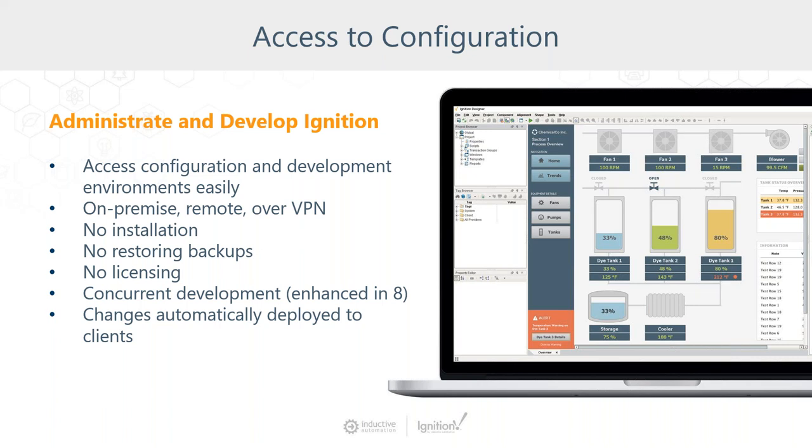Concurrent development, it says enhanced in 8. That 8 isn't a limitation for only having 8 developers. 8 is the new version of Ignition called Ignition 8 that we came out with last year. The concurrent development is even better in Ignition 8, so you can have multiple folks working on systems at the same time. You could have 10 or 20 or 30 or even 100 folks all working on the same project at the same time. And then one person would make changes to a specific resource, and other folks can load that change and see the updates and make changes themselves.